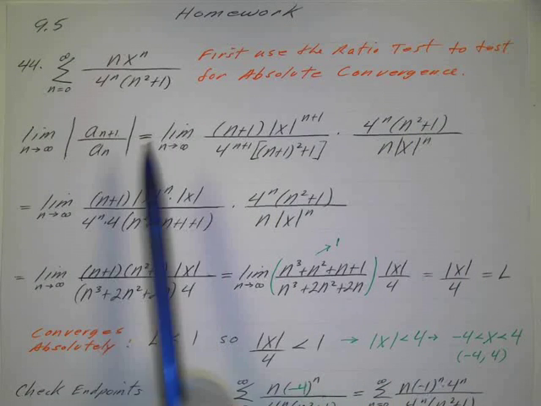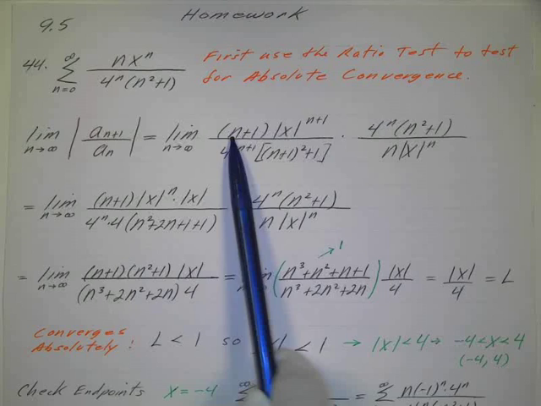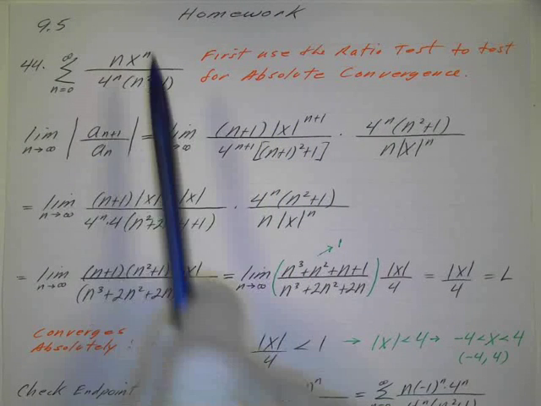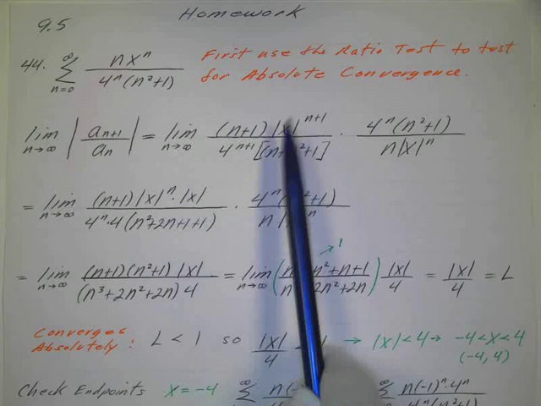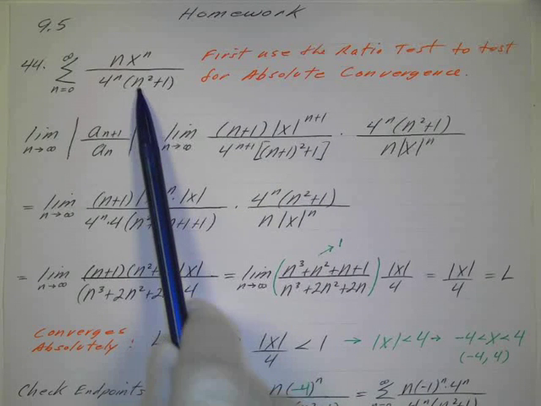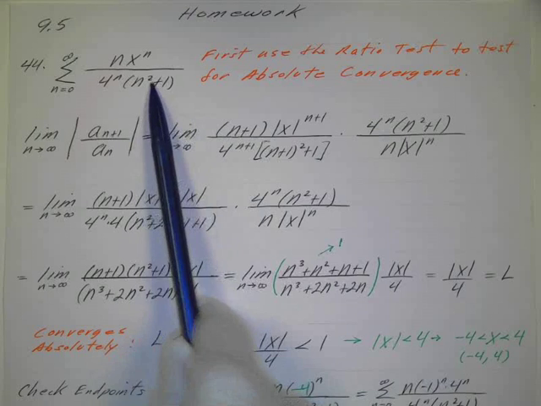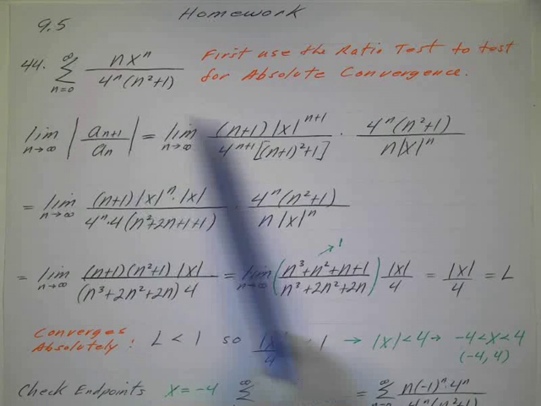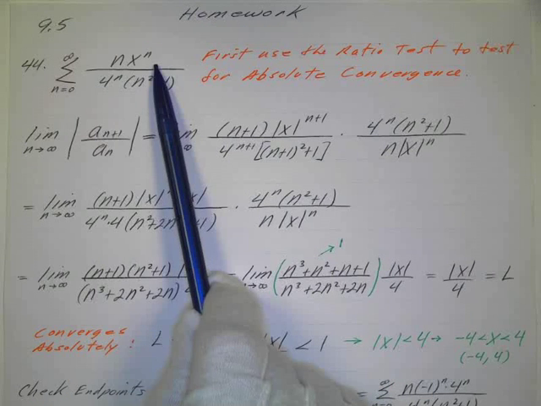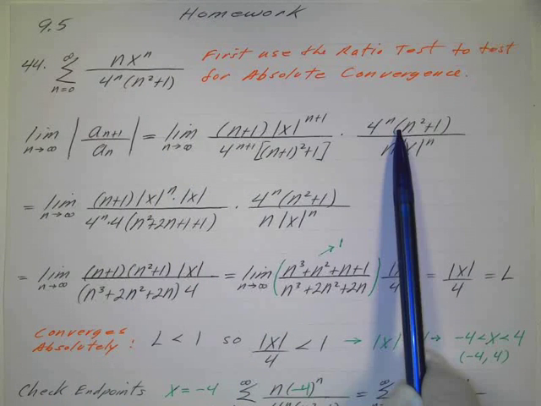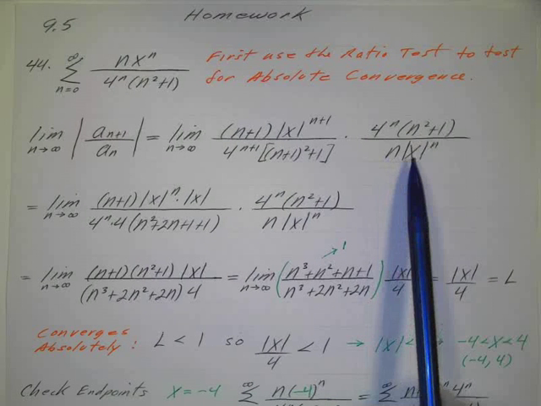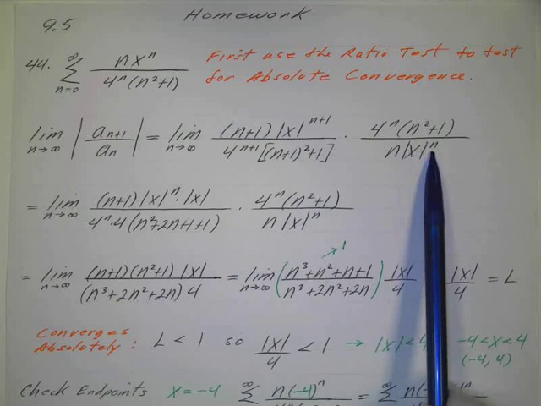So we get two birds with one stone. We'll take the limit of this. Every time I see an n, I put an n plus 1. So this is n plus 1, absolute value of x to the n plus 1. I'm only going to use the absolute value on the x parts because the n's are always positive. All over 4 to the n plus 1, n plus 1 squared plus 1. And then just the reciprocal because I'm going to divide. So I've got 4 to the n times n squared plus 1 all over n times the absolute value of x to the n.